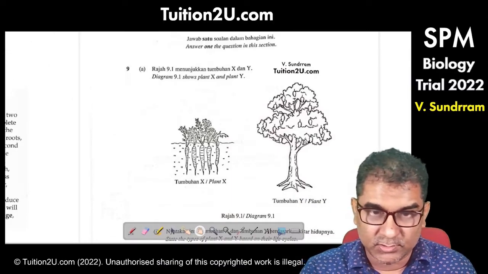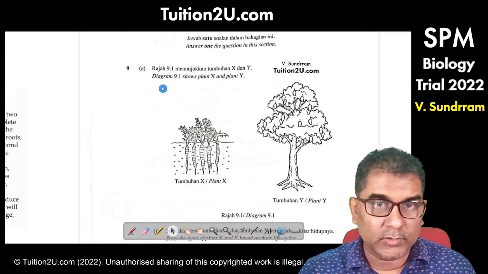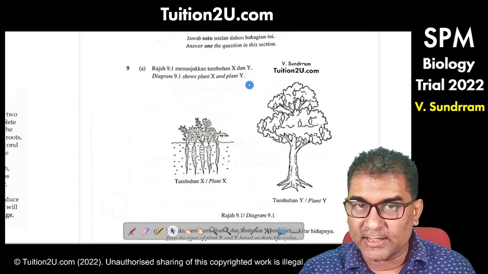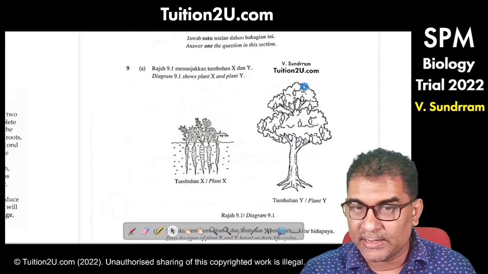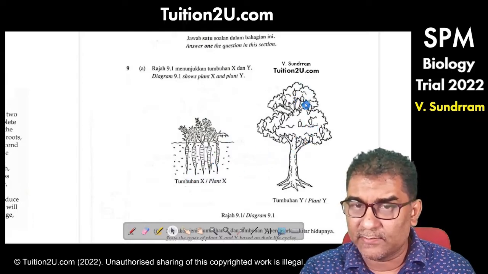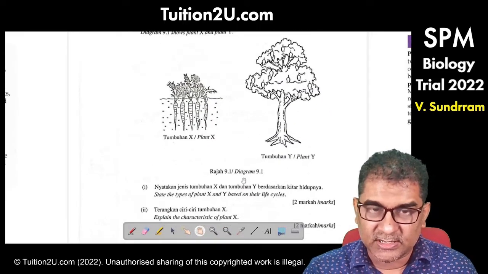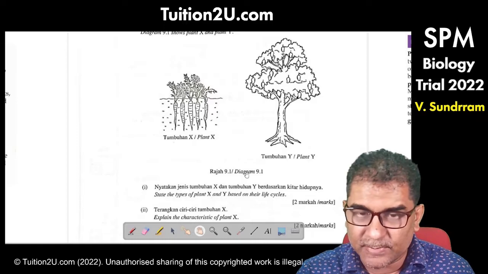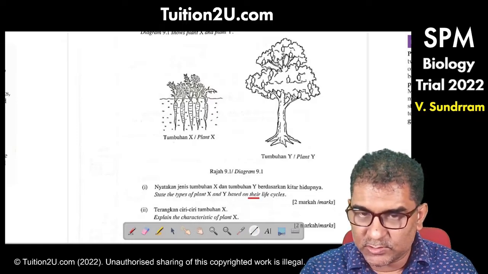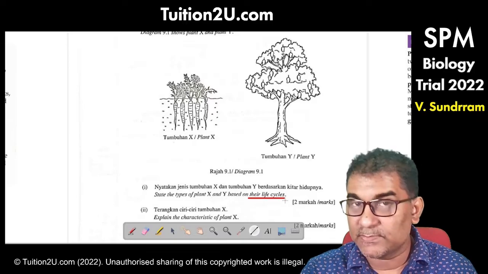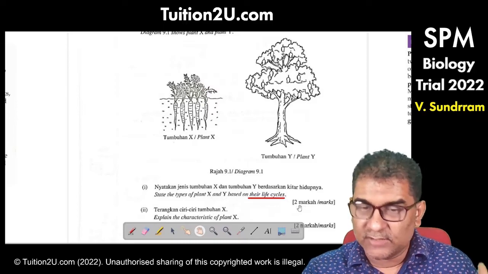Read every statement. The first thing we have to do is question A. Diagram 9.1 shows plant X and plant Y. Obviously you can see this is a carrot plant and this is a mango plant. The first question is, state the type of plant X and plant Y based on the life cycle. The clue is that it must be based on life cycle, and they just ask us to give the name.